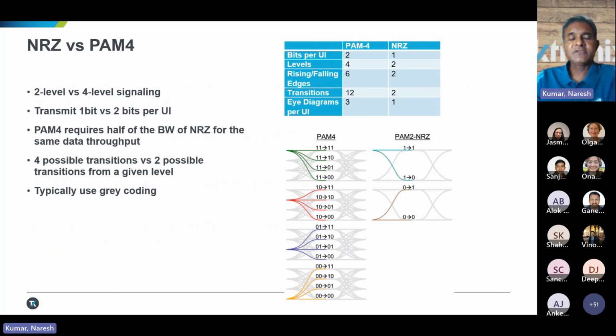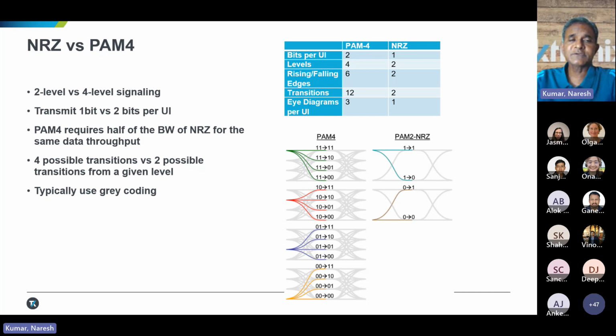Okay, when you look at NRZ, NRZ was a 2-level signaling, right? So just one bit is enough for you to define that. Whereas in the case of PAM4, per unit interval, you need to have 2 bits. And why is PAM4 chosen in this case? Because for half of the bandwidth of NRZ, you can have the same data throughput as NRZ. It's good in a way, but what are the implications of that? That's what you're seeing on this slide.